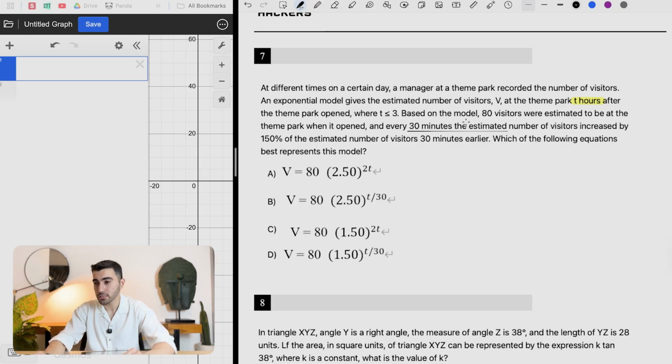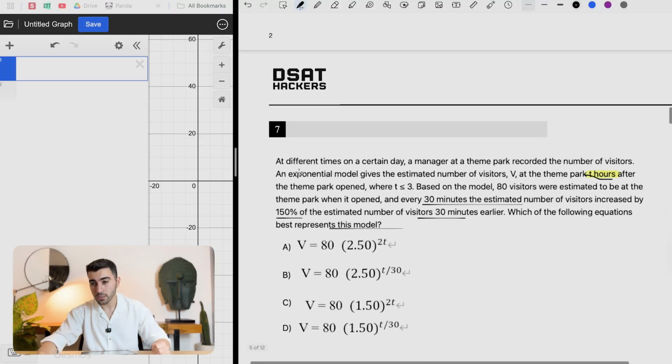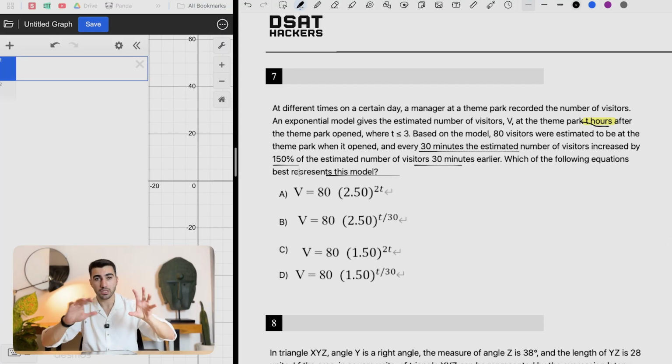So let's just read. Based on the model, 80 visitors were estimated to be at the theme park when it opened, and every 30 minutes the estimated number of visitors increases by 150% of the estimated number of visitors 30 minutes earlier. Which of the following equations best represents this model? So it gives us t in hours, but we have 30 minutes and it increases by 150%. Just like the question where we used the percent, question 4, where we compared the percent of and percent increase.